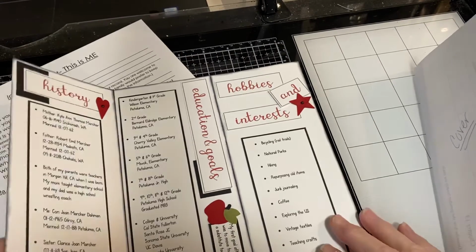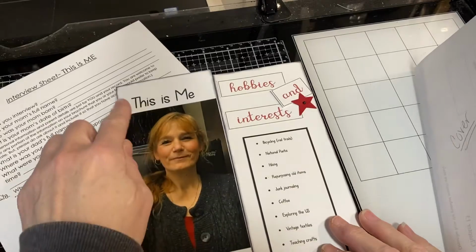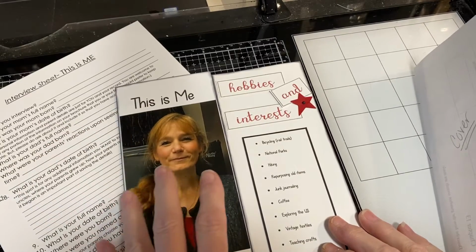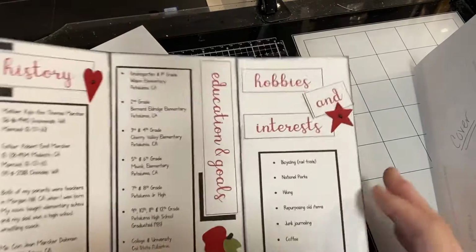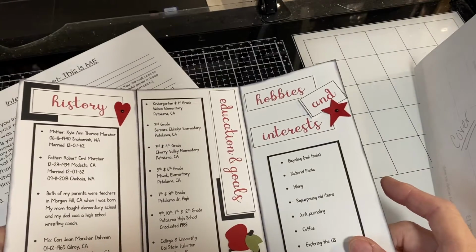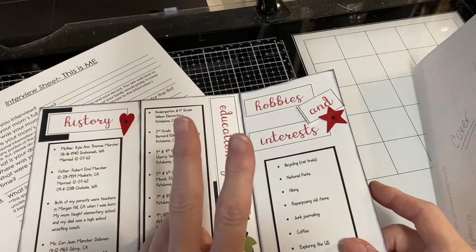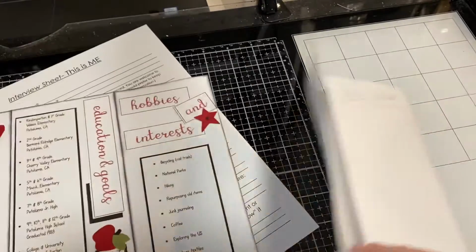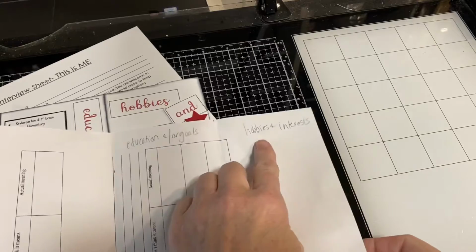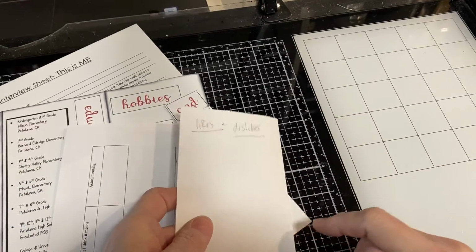This is day 3, or lesson number 3 of our This Is Me project. And we've done the pieces for day 1 and day 2. And day 3, I'm going to have you do 2 different things. I'd like you to do the lists for your hobbies and interests, so hobbies and interests as well as likes and dislikes.